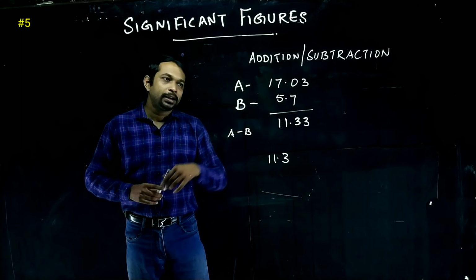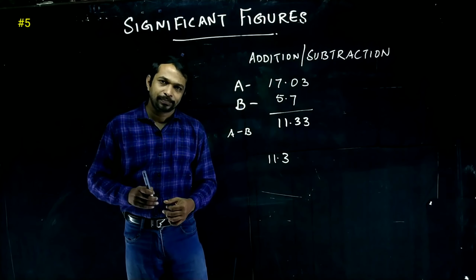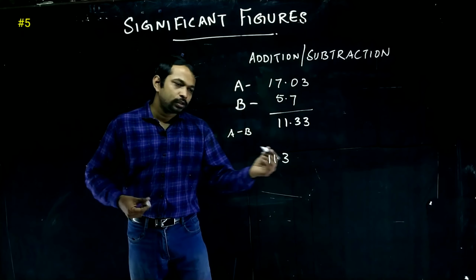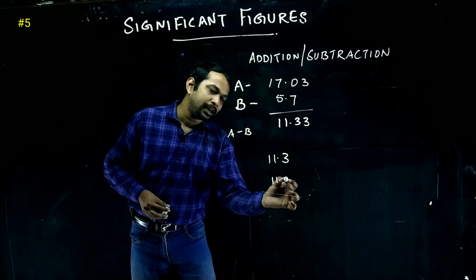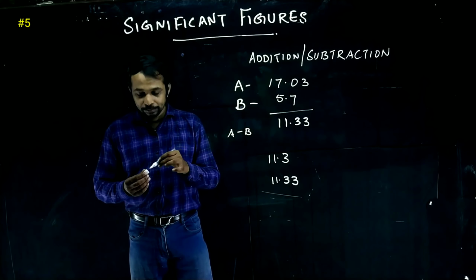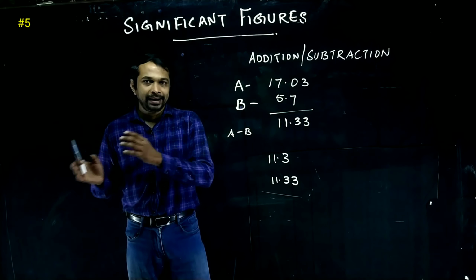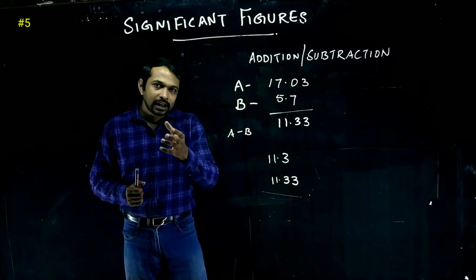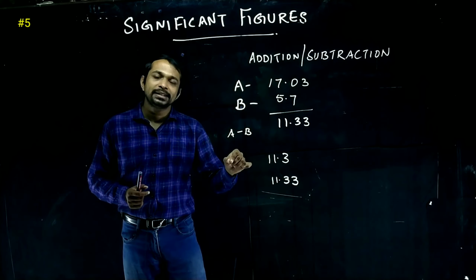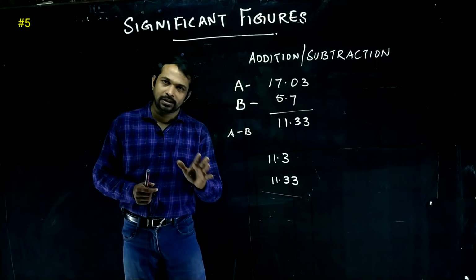And what will happen if this is in an intermediate stage? We have to take one more decimal place. So the answer in an intermediate stage will be 11.33. Very simple. The procedure is the same, but in addition and subtraction, the governing factor is decimal place, while in multiplication and division, it is the number of significant figures.